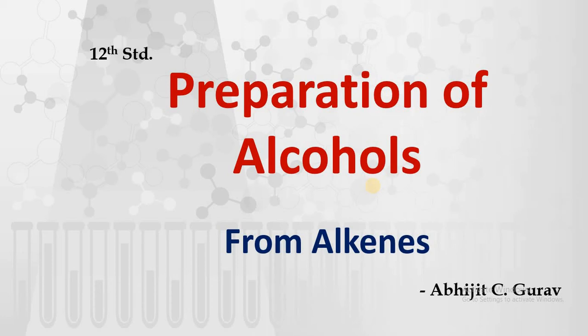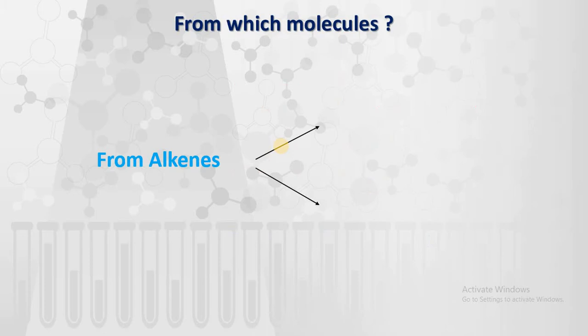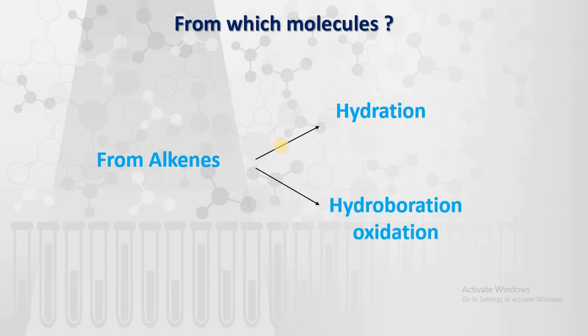In this lecture, we are going to see preparation of alcohols from alkenes. So there are two different reactions we are considering here. One is hydration reaction and the other is hydroboration oxidation reaction. Both these reactions are the same, meaning in both these reactions, a water molecule is added over the carbon-carbon double bond. There are different reagents used for preparation of alcohols.